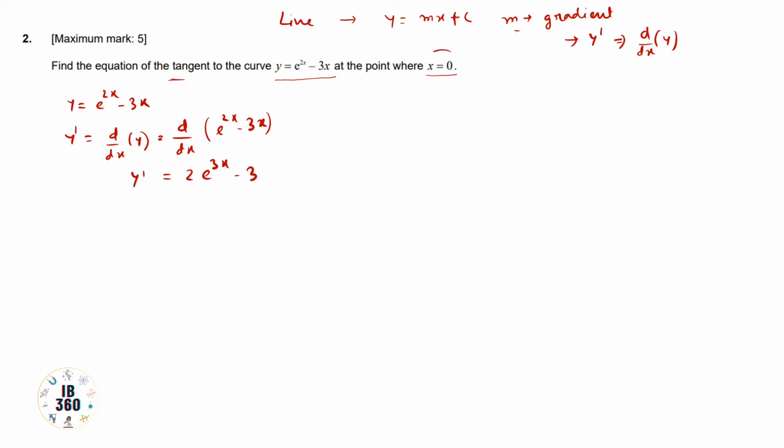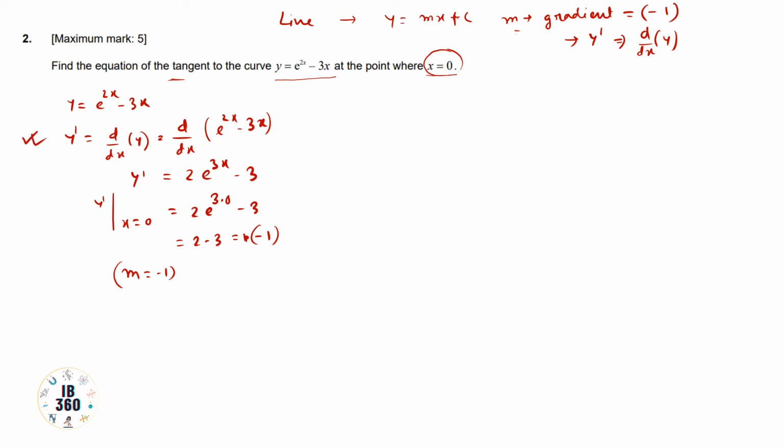Now at x equals 0 we need to find the gradient. So y dash at x equals 0 will be 2 e to the power 2 into 0 minus 3, that is 2 minus 3, that is minus 1. Sorry, so this is minus 1. So m is basically minus 1. The gradient is equal to minus 1. From here we have got the gradient.